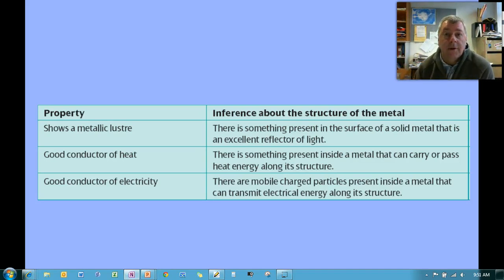So the model, to be a successful bonding model, has to explain that property. Good conductor of electricity, so there's got to be charged particles free to move, basically. Remember ionic bonding? To conduct electricity, you've got to have some free charges so they can move.